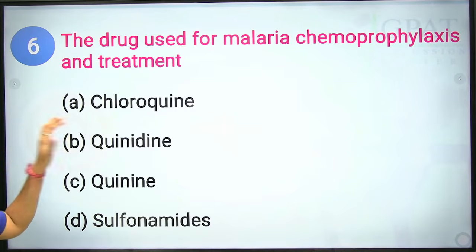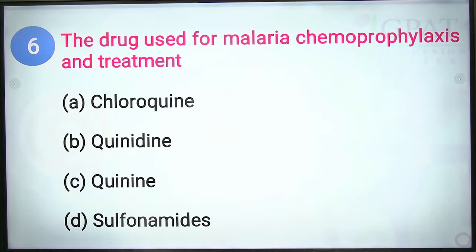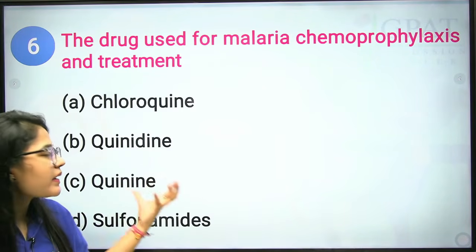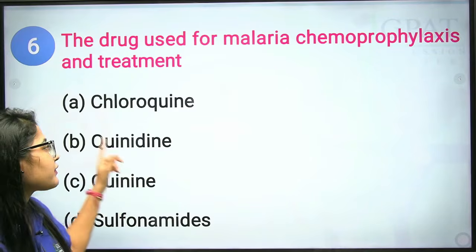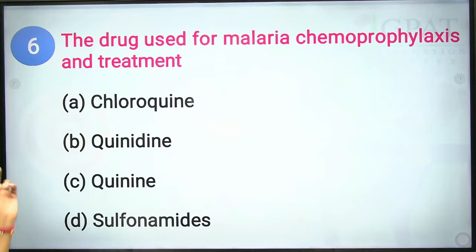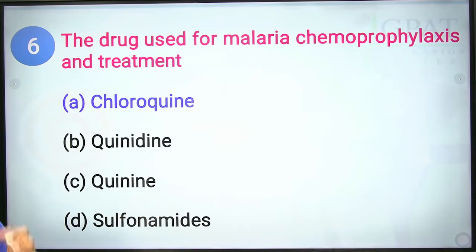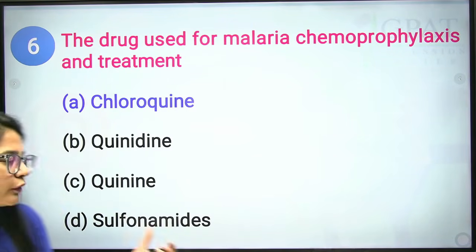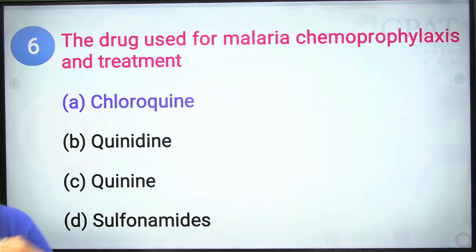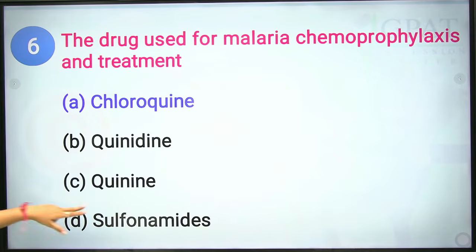So what is the drug? First we have chloroquine. This is a type of anti-malarial drug that is used for chemoprophylaxis as well as treatment. So this is the drug which is used for treatment as well as prevention. Clear? This will be the correct answer. Next we have quinidine. What is quinidine? This is a type of anti-arrhythmic drug, a class 1A drug. Next we have quinine. This is an anti-malarial drug which is used for severe as well as resistant malaria. Sulfonamides are a type of antibacterial drug.